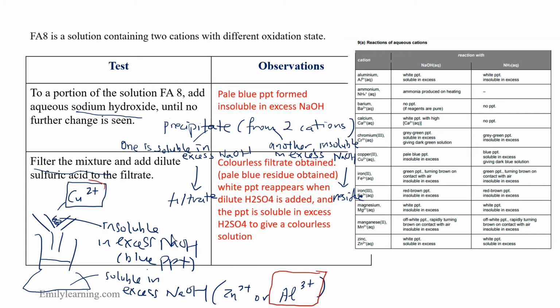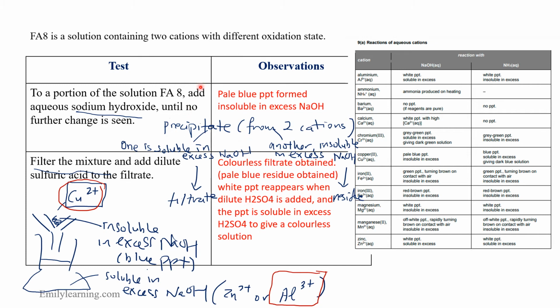So based on these two observations, we can conclude that the unknown cations are Co2+ as well as Al3+. Now next, I want to explain why we add dilute sulfuric acid. Why is it that when we add dilute sulfuric acid, we will first see a white PPT, and then it dissolves in excess sulfuric acid?